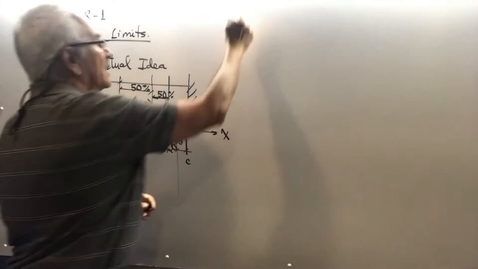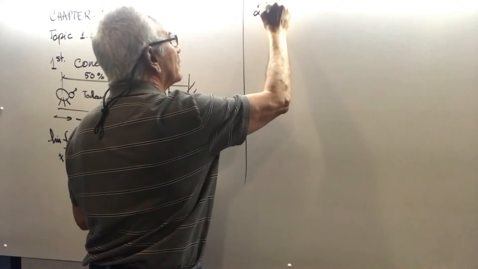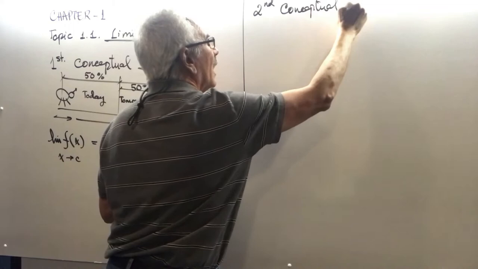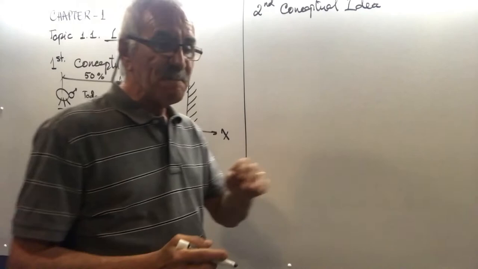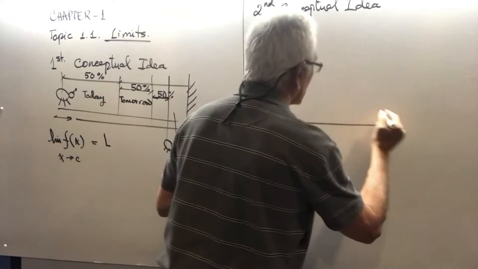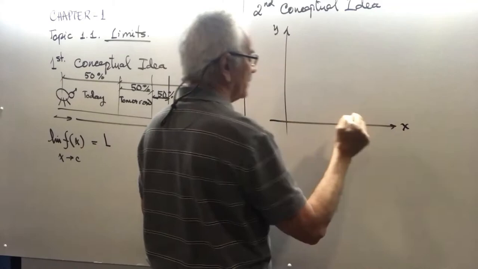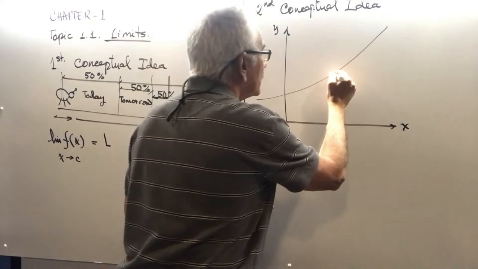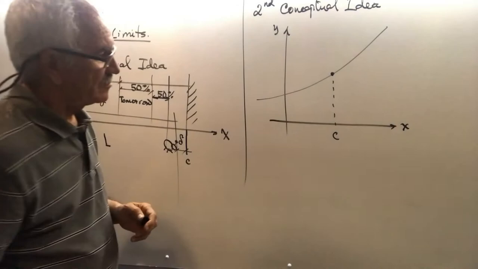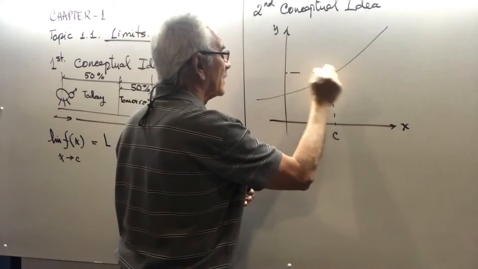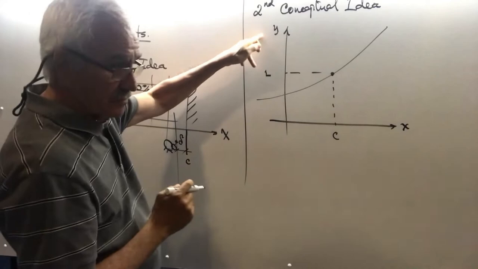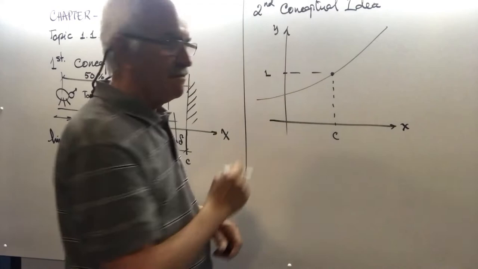Now, let's see the second conceptual idea. In this case, we will use a bidimensional model. So let's consider a function in the y-x system. There is some function here. At some c value on the x, we know that when x goes towards c, the function has the L value, the limit. The function y value in this case will be exactly the L value.